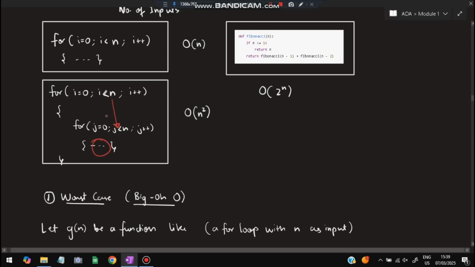The whole code runs 100 times here, right? 10 times into 10 times. Here only one 10 time was there: 10 means 10 times it will run. Here 10 means 100 times it will run. That is n square. Whatever is the input, that square time it will run. The square will be the amount of time it takes.